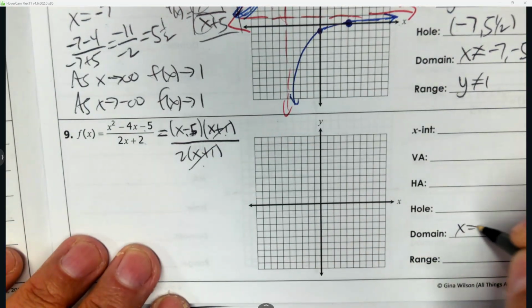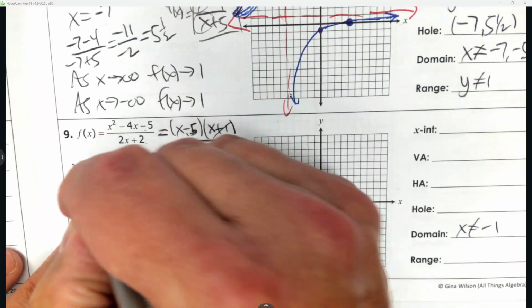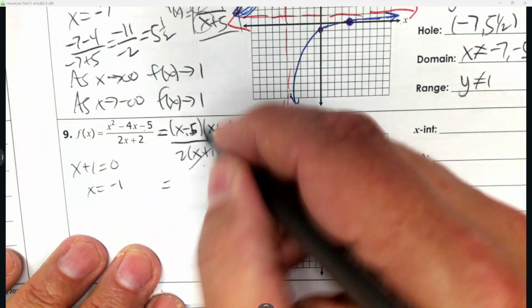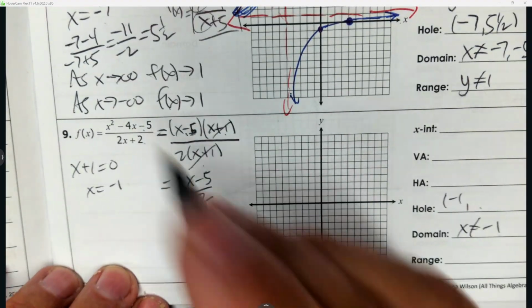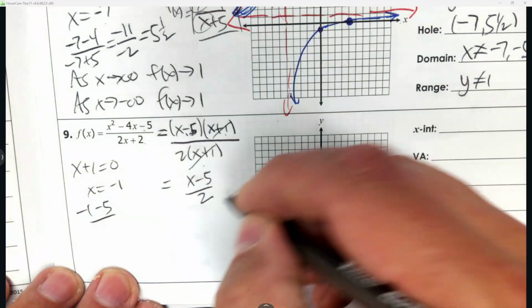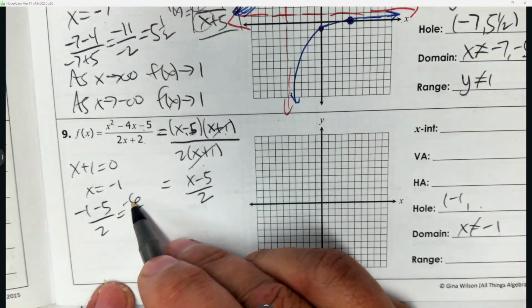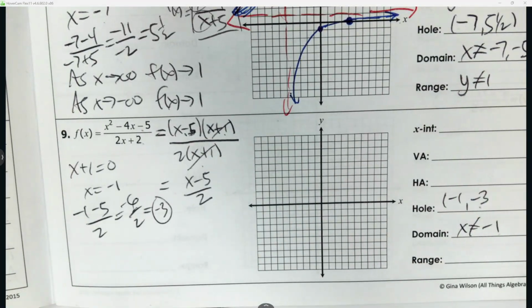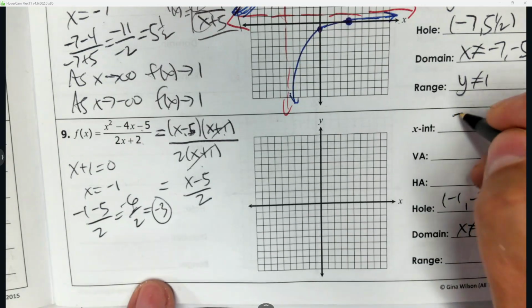So right away I know the domain can't equal -1. So x plus 1 crossed out. The 0 there is -1. That's the hole. Then what's left here is x minus 5 over 2. So I'm going to put -1 in here. Subtract 5 divided by 2. So -1 take away 5 is -6. Divide by 2 is -3. That's the hole. We have a 0, the opposite number in the numerator, that's +5.